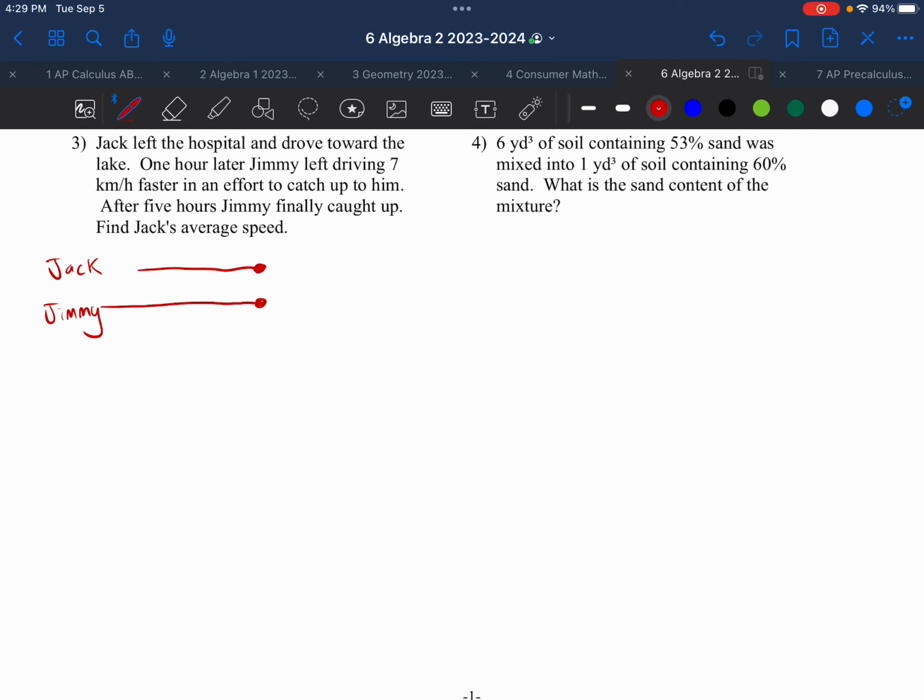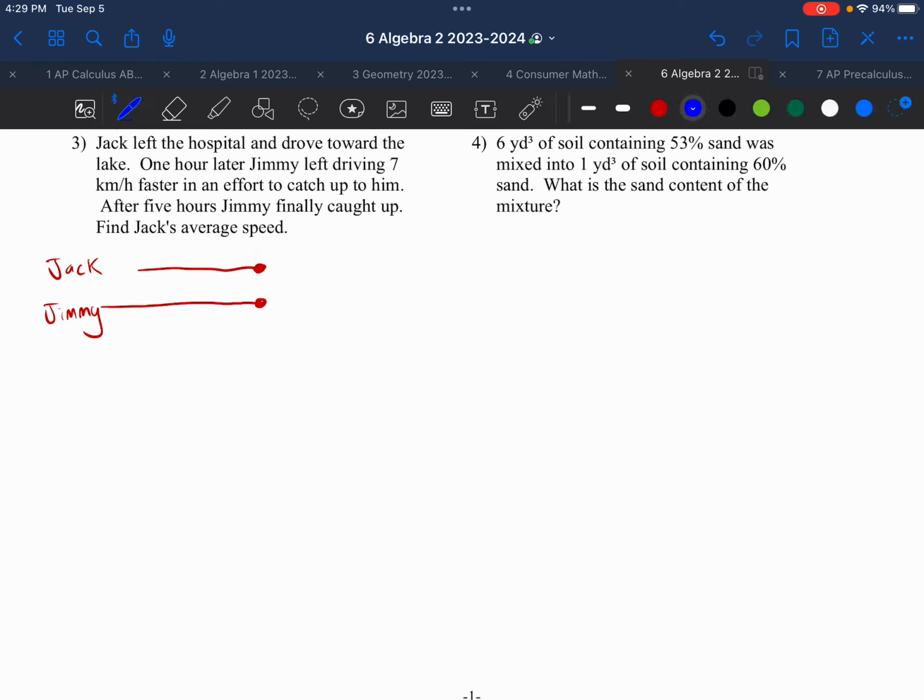So what do we know about their time and their speed? So what's the first thing that we see? They drove towards the lake, doesn't matter. 1 hour later, so 1 hour later than Jimmy. So that means Jack has been driving longer than Jimmy because Jack had the head start. Does that make sense? I hope it does.